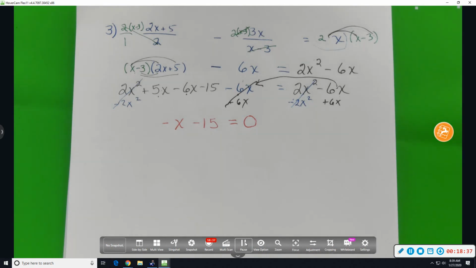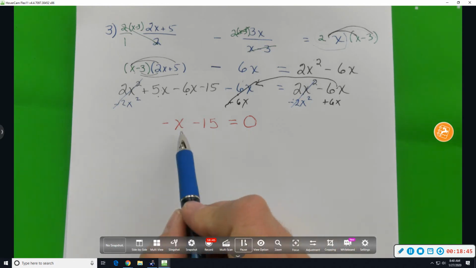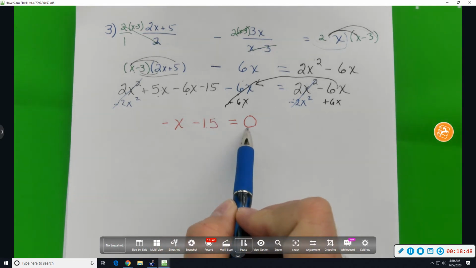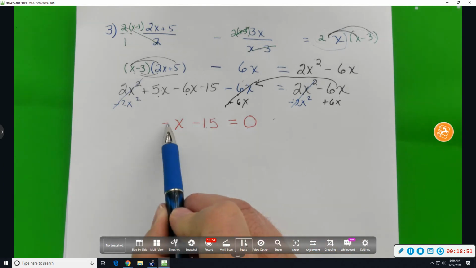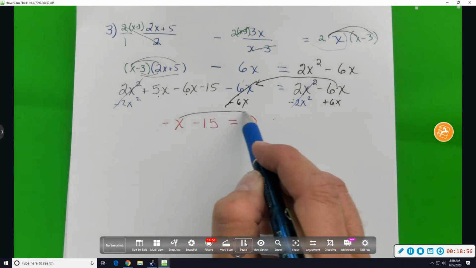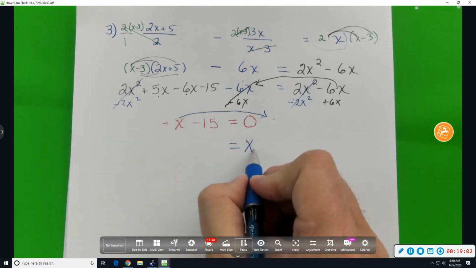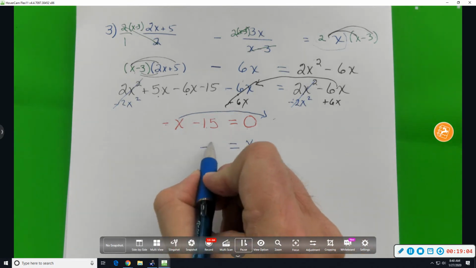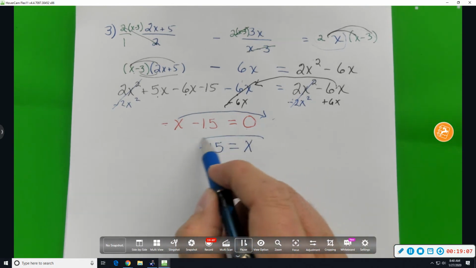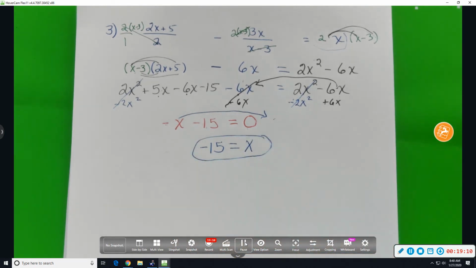Now we have a linear equation, so isolate the x. Well, I think what I'm going to do is, instead of moving the 15 over here, if I move the 15 to the right, I still have that negative in front of the x that I need to get rid of. I'm going to move the x to the right by adding x. So we just have x on the right equals negative 15. So negative 15 is our solution there.